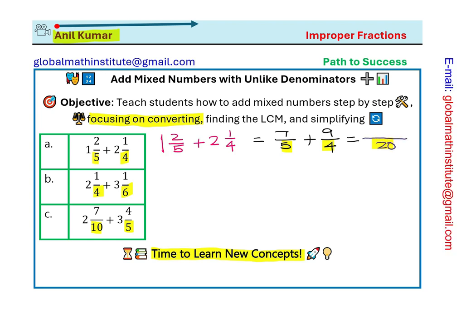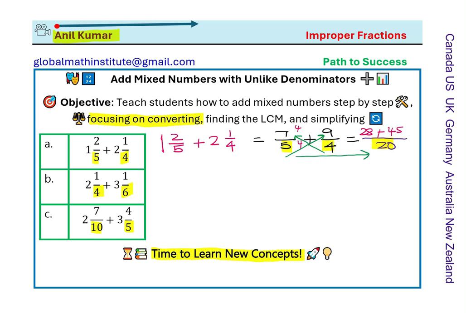Now to make 7 over 5 into a denominator of 20, we have to multiply by 4, correct? So 4 times 7, 28. And here we have to multiply by 5, which gives 45. Makes sense. So basically, what you're seeing is that we are cross multiplying, correct? That is what it is. And the denominator was written as 5 times 4. So that becomes a very neat picture to visualize and follow the steps, right?